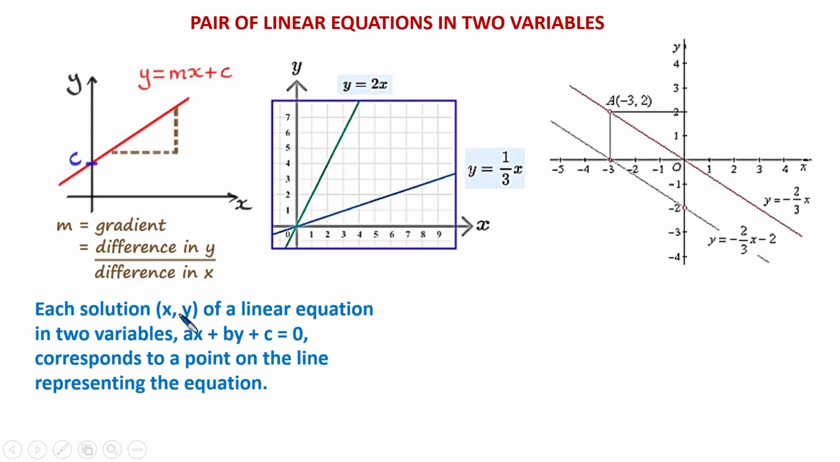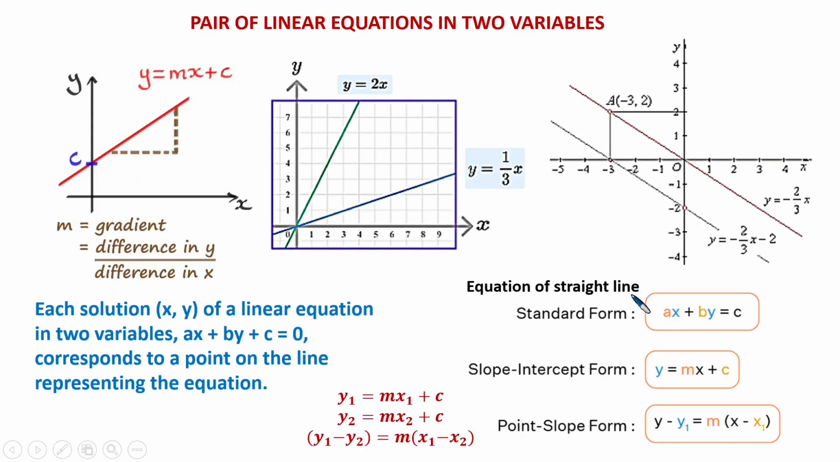So one can say each solution x comma y of a linear equation in two variables ax plus by plus c, where this is one variable x and this is y, and this is a constant c, is an equation of a line and corresponds to a point on the line. For each x you have a y. So this equation represents a line, and here I have written the equation of a straight line. This is the standard form, ax plus by is equal to c, and this is your slope intercept form. That is, this is your slope m, and c is the same thing, just you bring it here. This can be read as slope and intercept, and there is also the point slope form. This is also very similar. So this form you can very easily get.